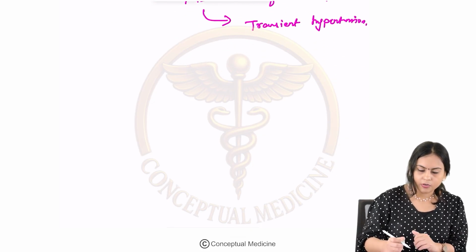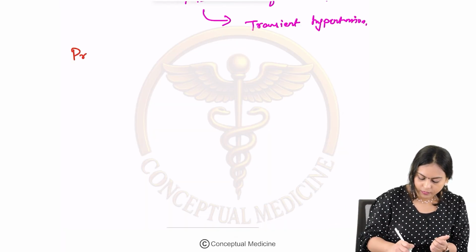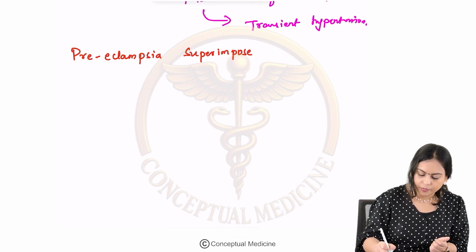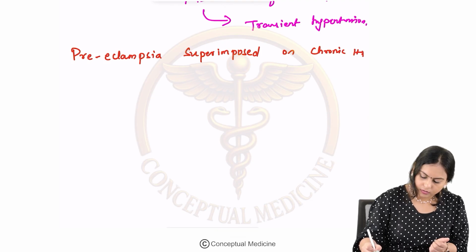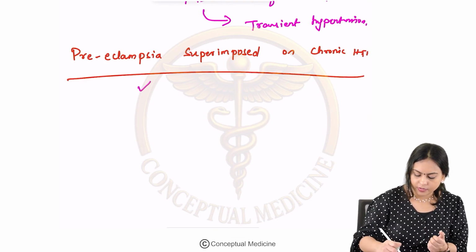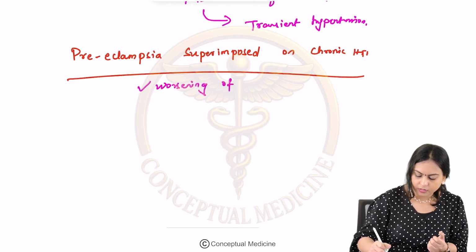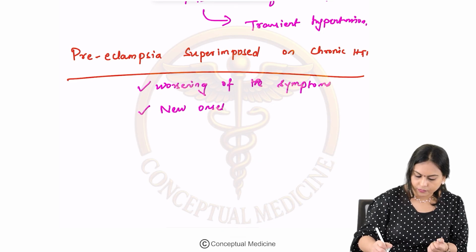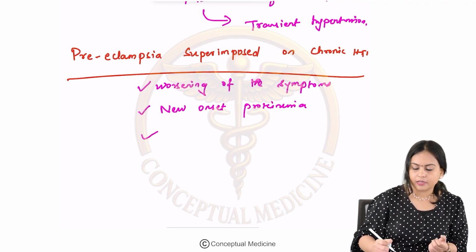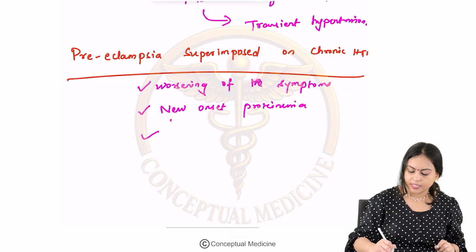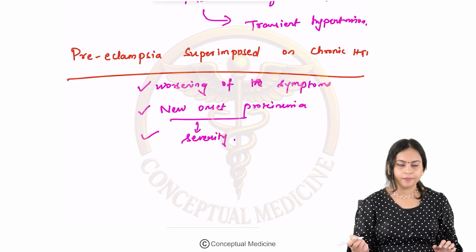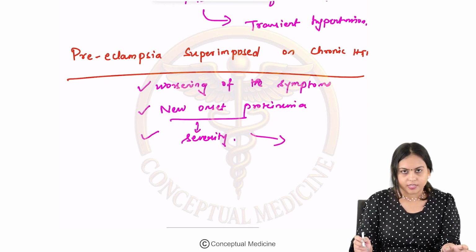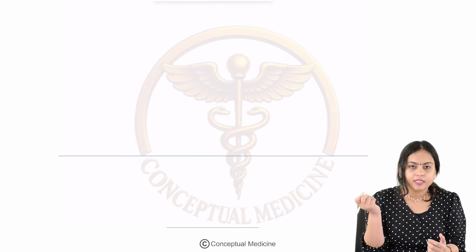Next we will see what is preeclampsia superimposed on chronic hypertension. Here you will have worsening of the symptoms and a new onset proteinuria, or if she is already a known case of chronic hypertension and had proteinuria, the severity of the proteinuria will at least change. So, this is the definition for preeclampsia superimposed on chronic hypertension. And any other end organ damage signs can also be present. Clear? Yes. Now, we will start discussing in detail about preeclampsia.